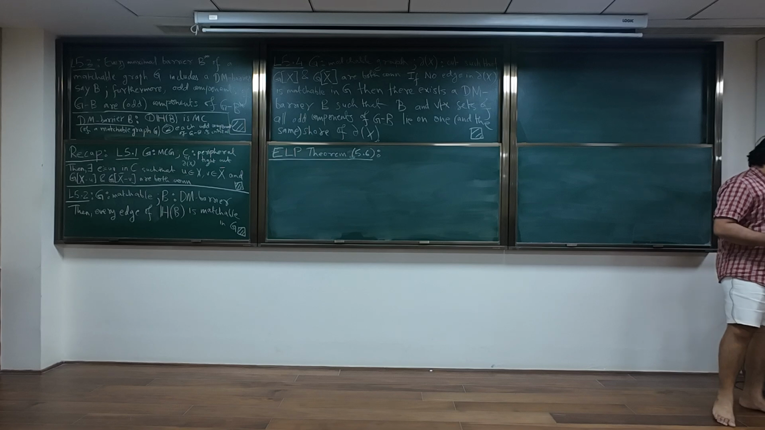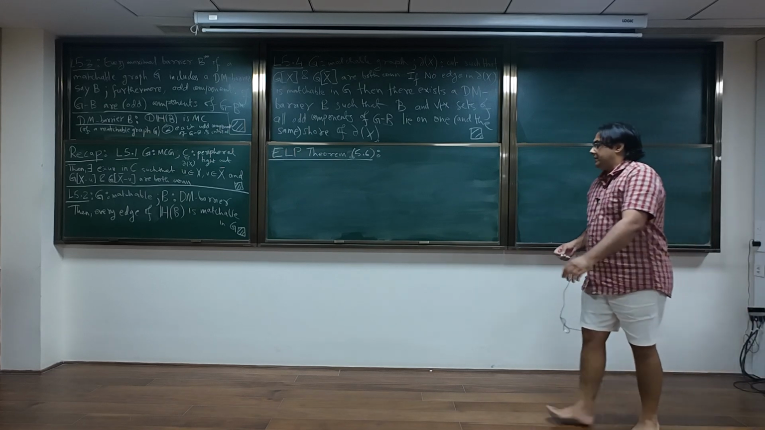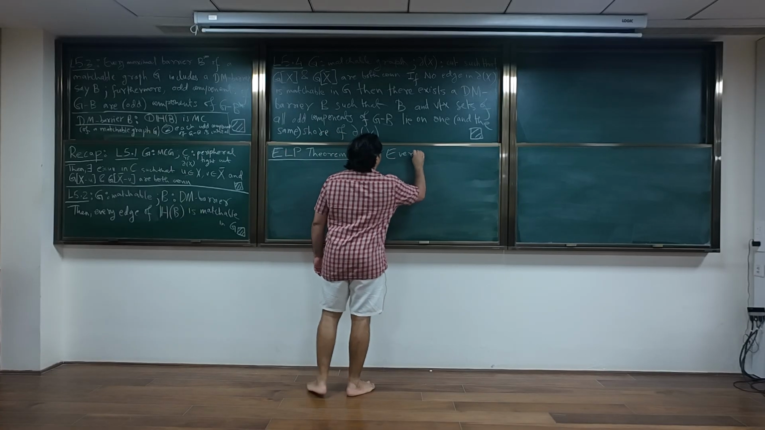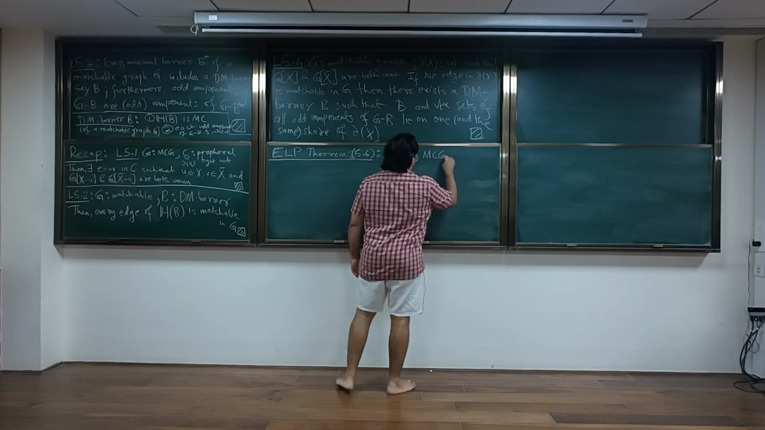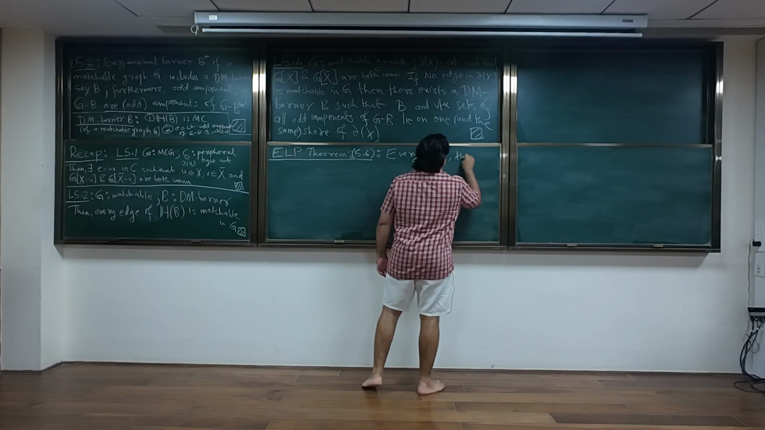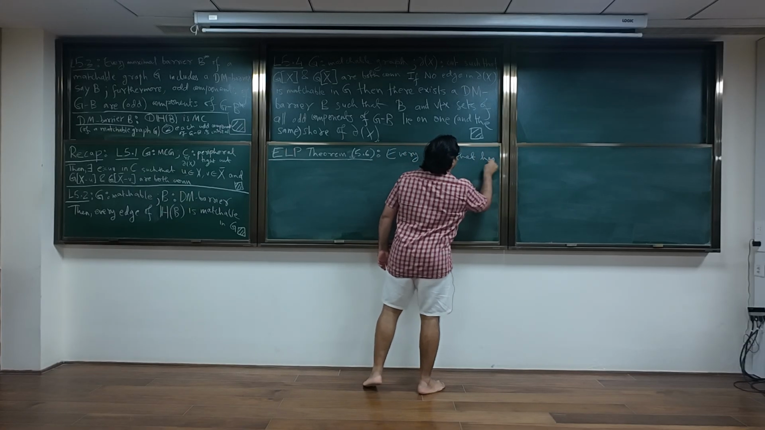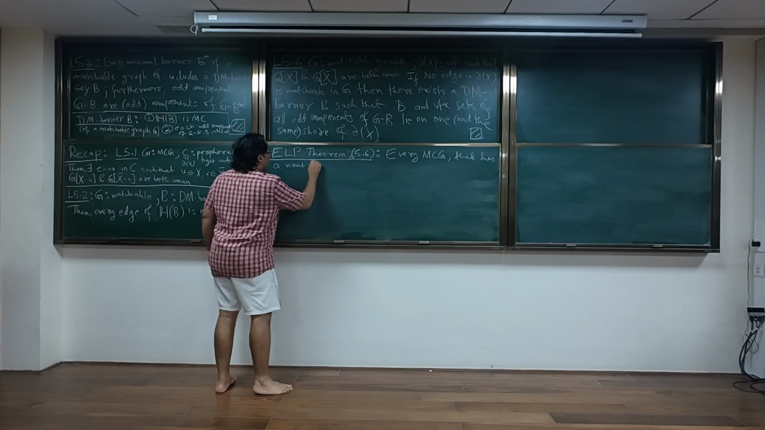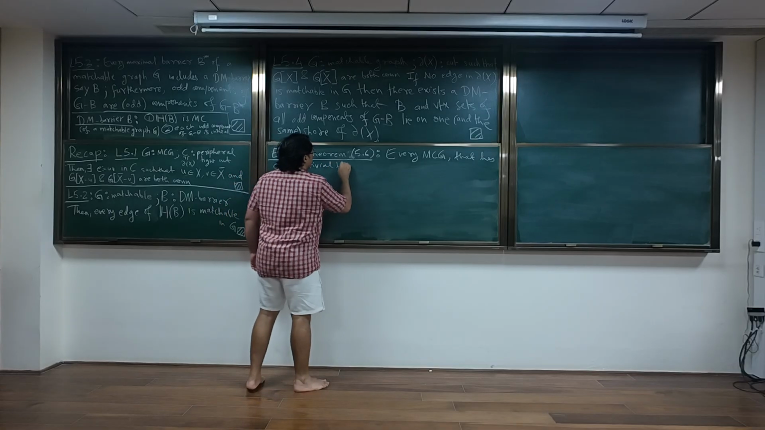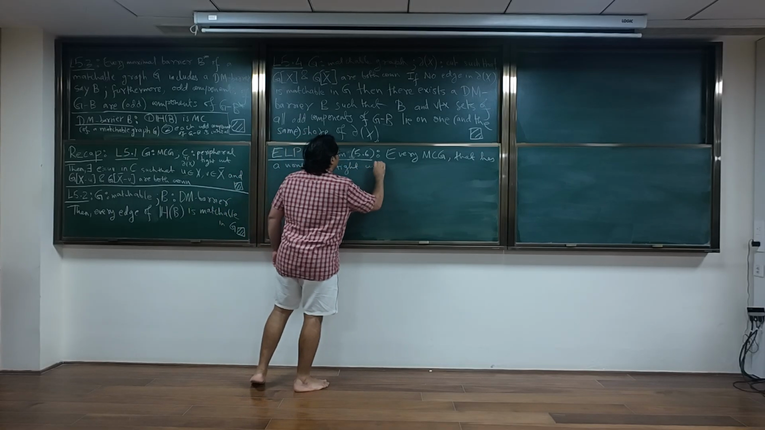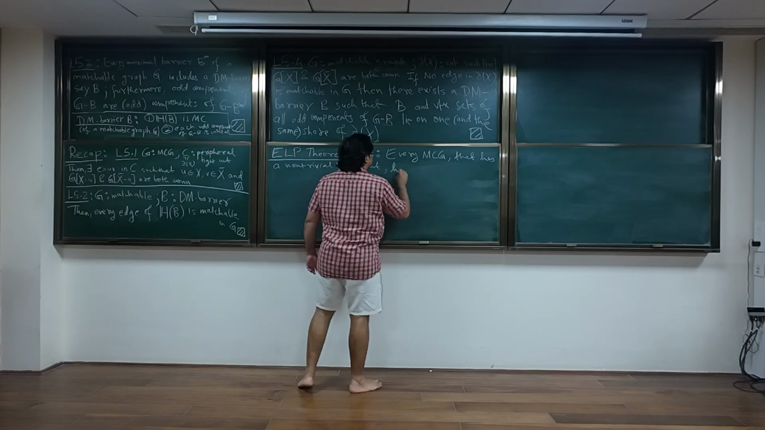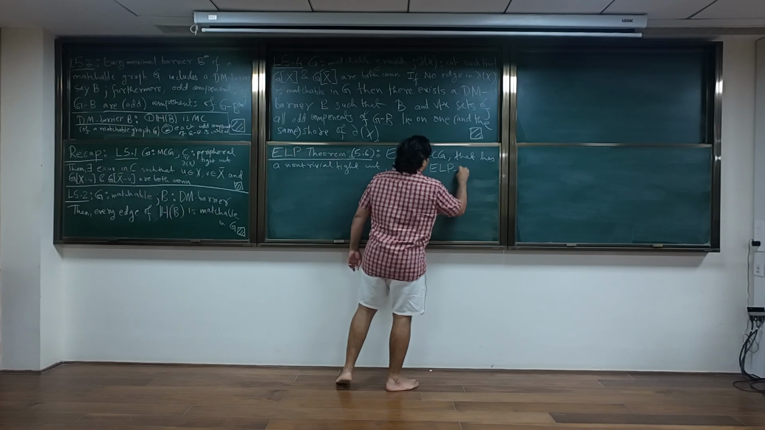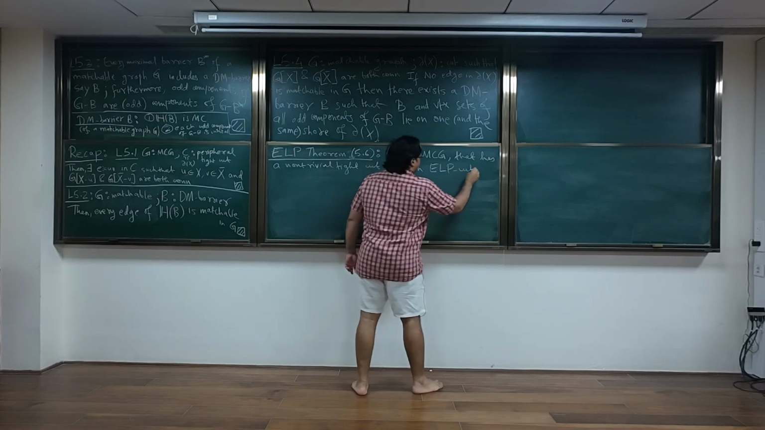Okay, so what does the theorem say? The theorem says that every matching covered graph that has a non-trivial tight cut has an ELP cut. What is an ELP cut?